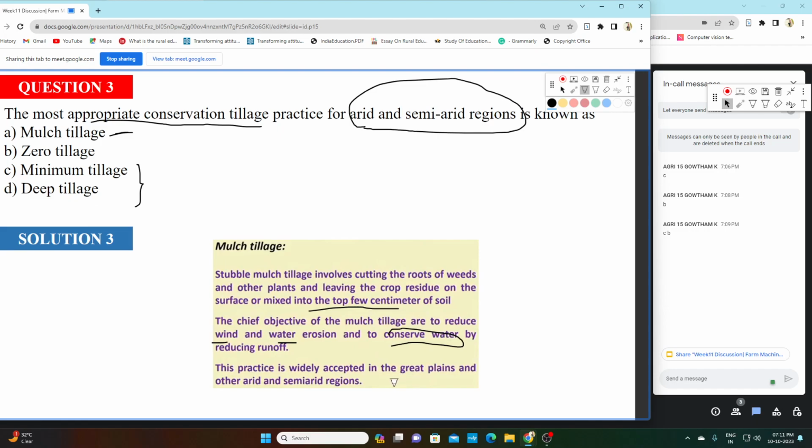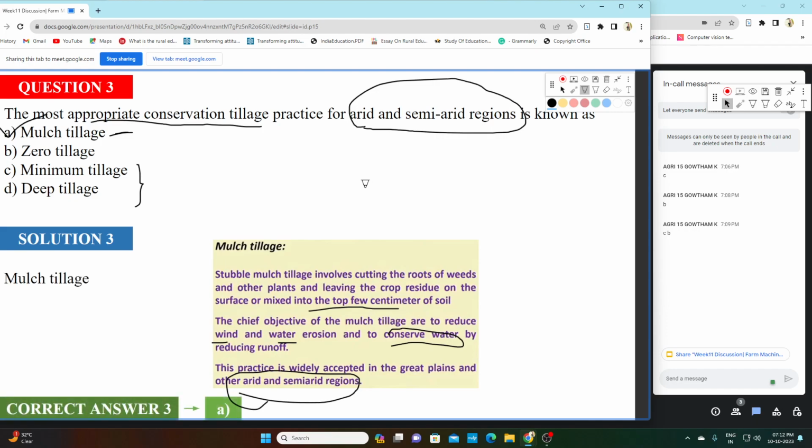This practice is widely accepted in the Great Plains and other arid and semi-arid regions. Basically, we use this in arid and semi-arid regions where there are more chances of wind and water erosion, and where we need to conserve water by reducing the runoff. So option A, mulch tillage, is your correct answer.